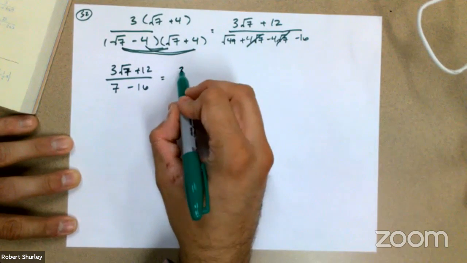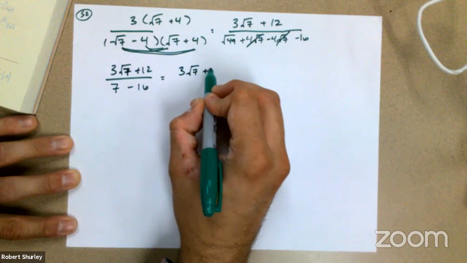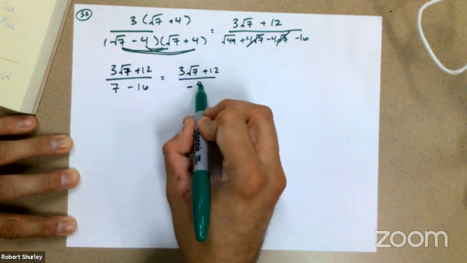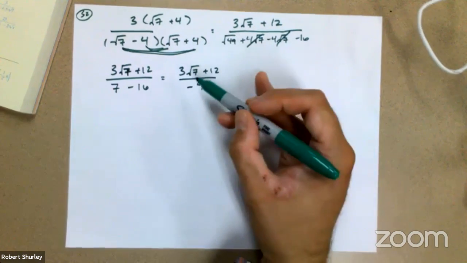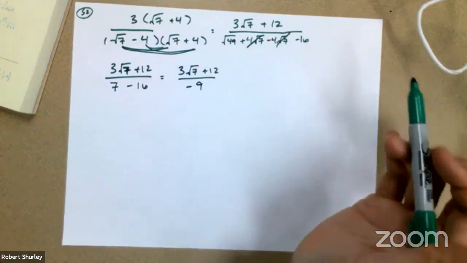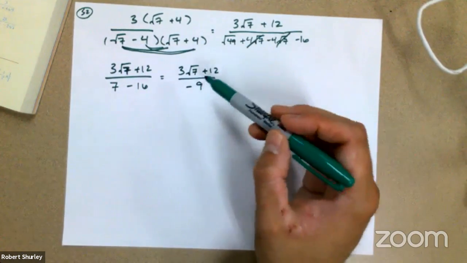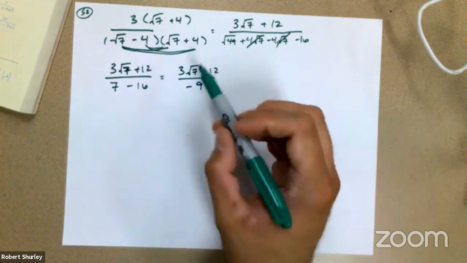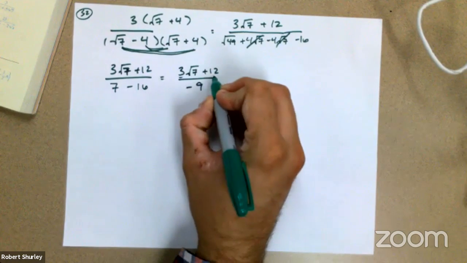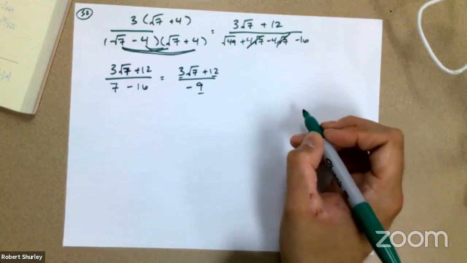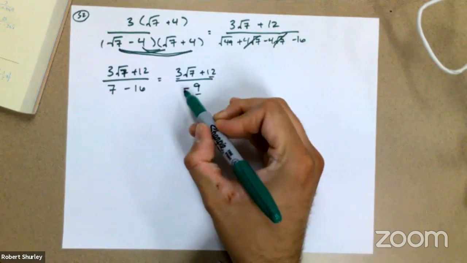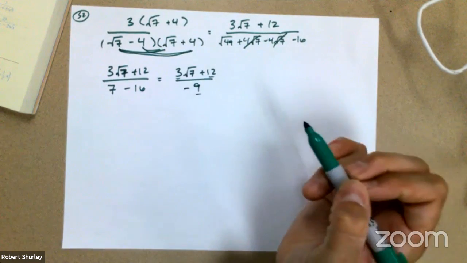So we get 3 square root of 7 plus 12 over 7 minus 16, which is a negative 9, right? Now look, because it's negative, I'm going to divide everything by negative to get this positive. I need that bottom, that denominator number, to be positive. But notice we've got a 3, a 12, and a 9. They're all divisible by 3, right? Now I'm going to do this by negative 3 because I want that negative out of the denominator.